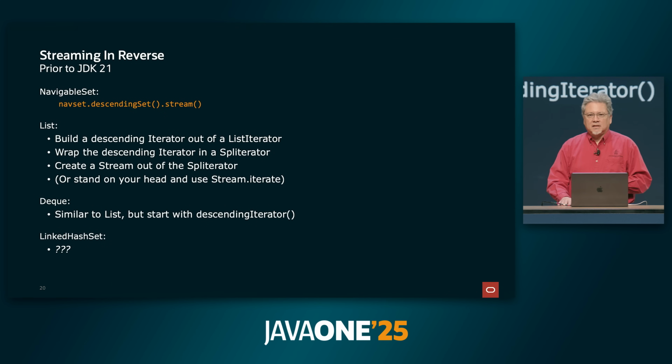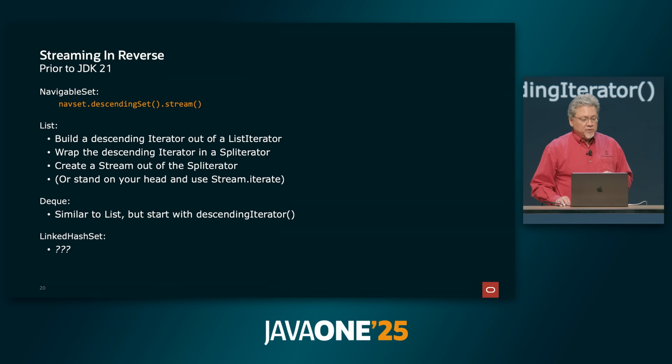Okay, now, a little bit more of a challenge. Suppose you want to have a stream in reverse order. I'm going to start off with navigable set, because that's the easiest one. Again, you get the descending set, but instead of doing a for each over it, you just call stream, and you get the elements in reverse order. That's really nice. So that's what we're going to build on here.